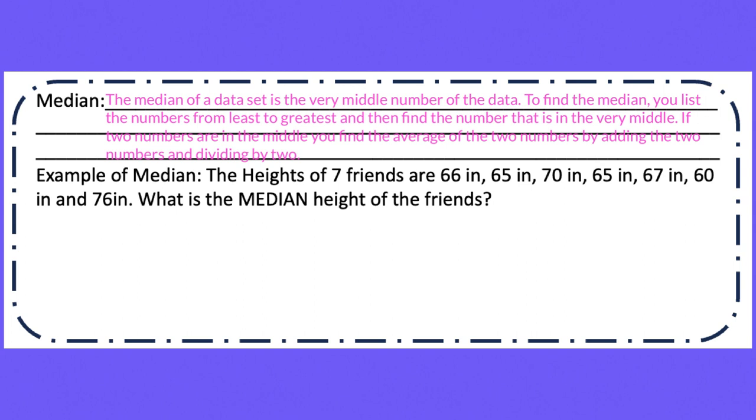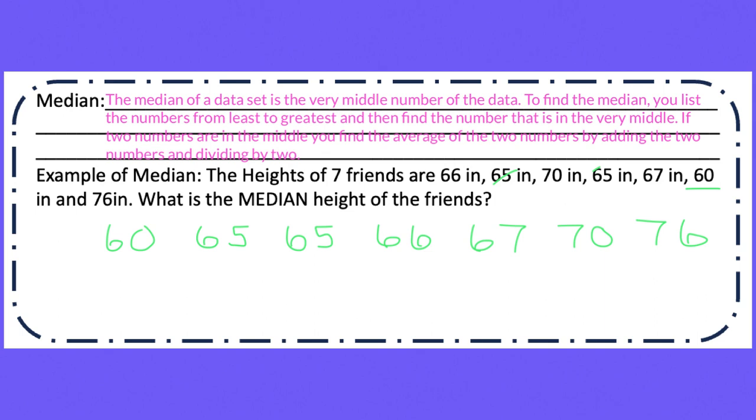I'm going to start by listing the data values from smallest to biggest. The smallest number looks like 60. Then we have 2 65s, so we'll list both of them. Then we have a 66, a 67, a 70, and a 76. So that is our data set listed from smallest to biggest.